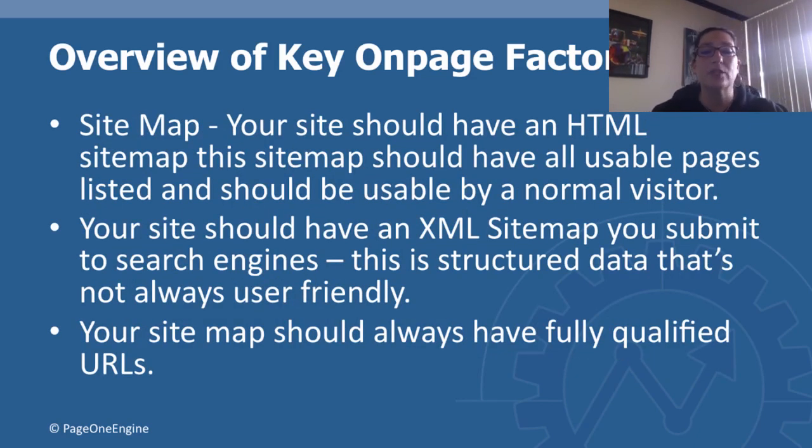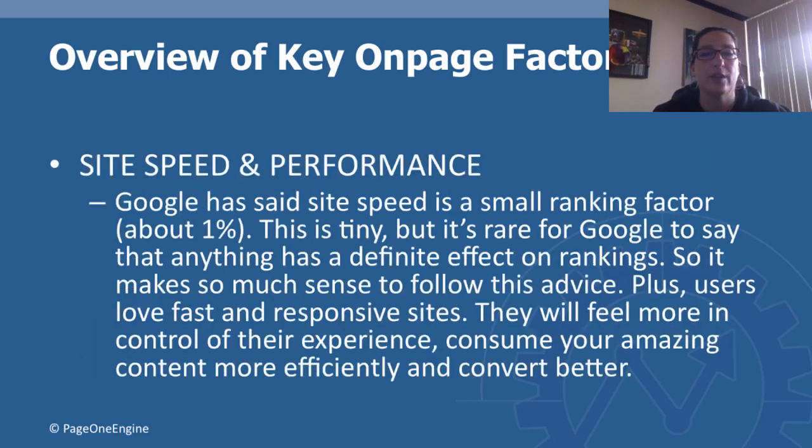So, a sitemap. Your website should have an HTML sitemap. This sitemap should be available and have all usable pages listed, and any normal visitor should be able to see it. And it should also have an XML sitemap. You submit that to the search engines. This is structured data that's not always user-friendly, and that's something that we submit via Google Webmaster Tools. Your sitemap should always have fully qualified URLs.